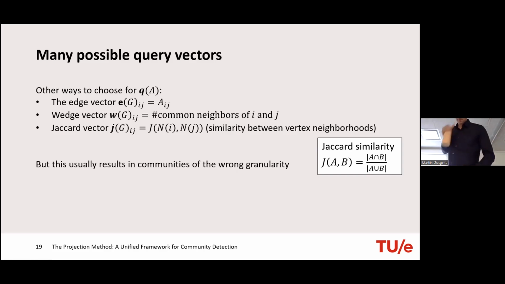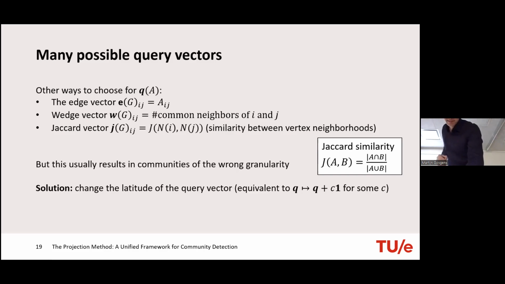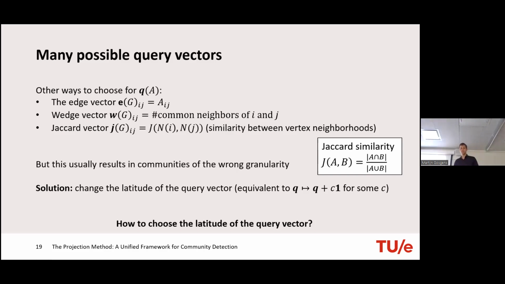So a way that we can easily fix this in our framework is to simply add or subtract a constant times the all one vector to a vector. Doing so is exactly equivalent to changing the latitude of our query vectors. So now a very general question that you could ask within this framework is: given a vector, at what latitude should we put it so that we get a good community detection method?